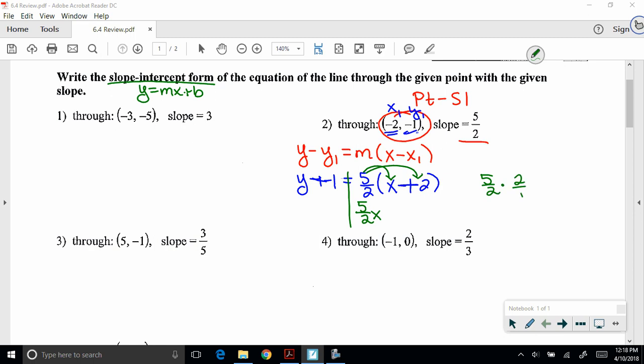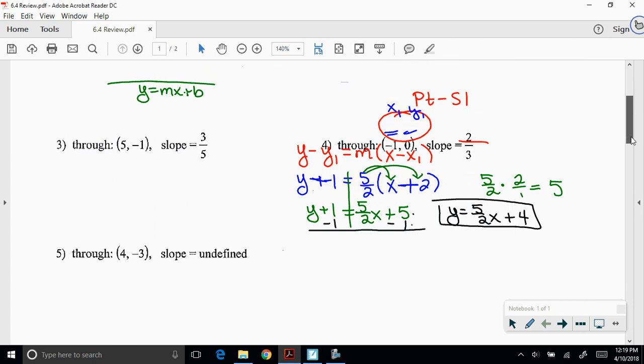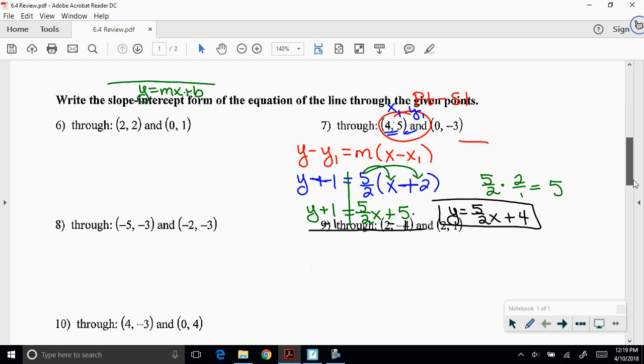On your calculators, if you do this, you should be getting a 5 plus 5, and then I'm going to bring down my y plus 1, my equal sign, and the final step to getting y alone is to subtract 1, and I can only subtract it over here where the constant is. So y equals 5 over 2x plus 5 minus 1 would be 4. And there's my answer in slope-intercept form. You can have that to reference, and I've already done number 2 for you. So 1 through 5, you're going to follow that way.